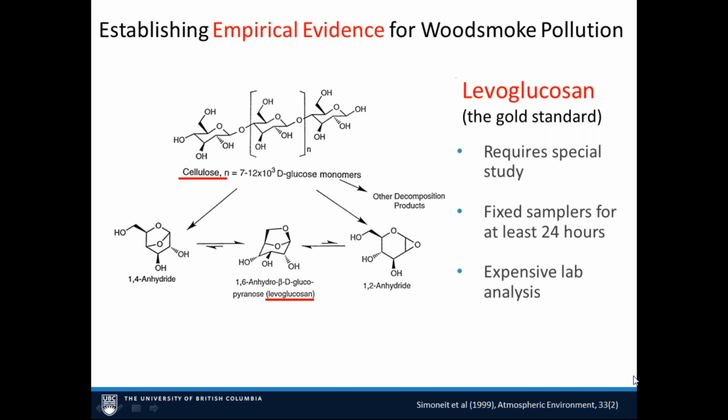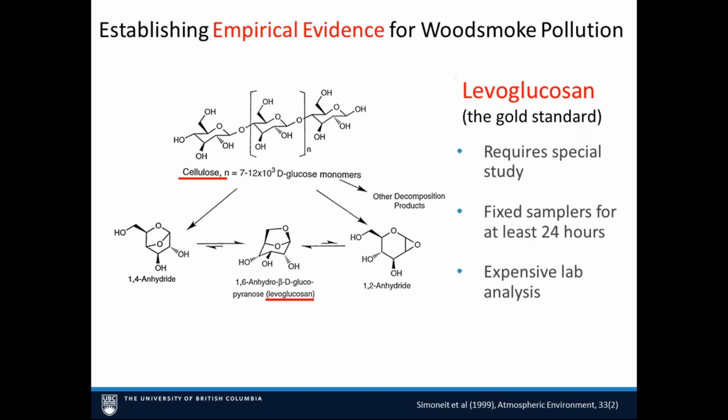In terms of an option to measure and identify empirical evidence of wood smoke pollution in the field, the most extensively used option is levoglucosan analysis. So levoglucosan is a chemical marker of wood smoke that has been used extensively and is seen as kind of a gold standard for measuring wood smoke.